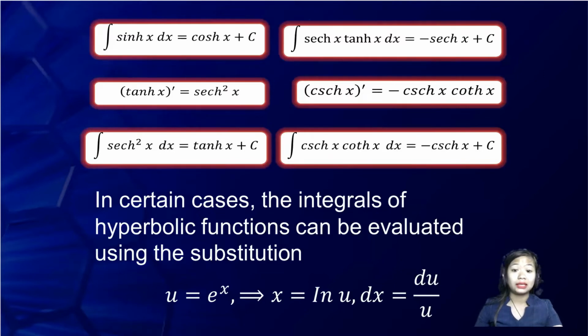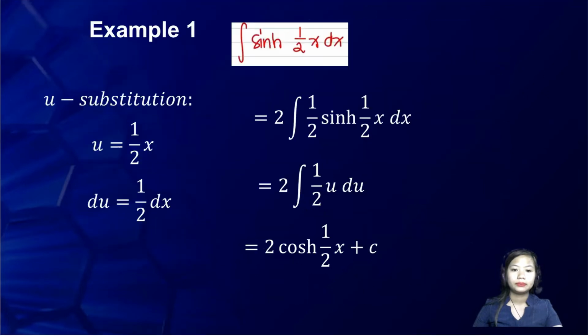In certain cases, the integrals of hyperbolic functions can be evaluated using substitution. So we have u equal to e raised to x, which is also x equal to the ln of u, wherein dx is equal to du over u. For the first example, we have the integral of hyperbolic sine 1/2 x dx. Using the u substitution, our u is equal to 1/2 x, and the derivative of u is 1/2 dx.